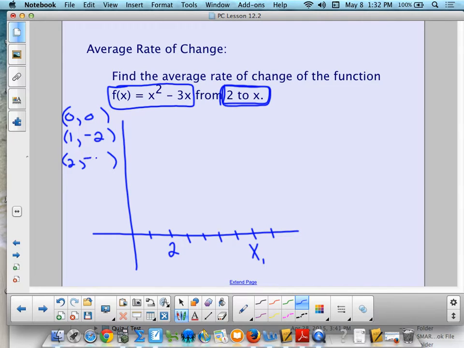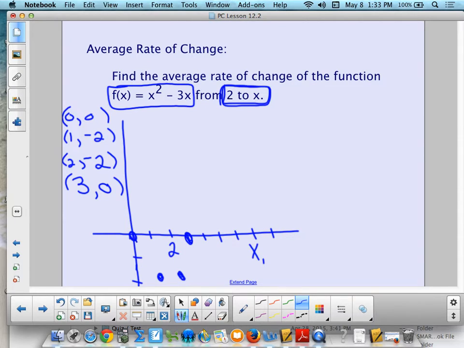I think I heard you say it. Did you say -2? Yes. Okay, how about 3? 0. Okay, yeah. So here's what it is. 0, 0. 1, -2, right about here, I guess. Then it's 2, -2, right about here. And then it's 3, 0 here.